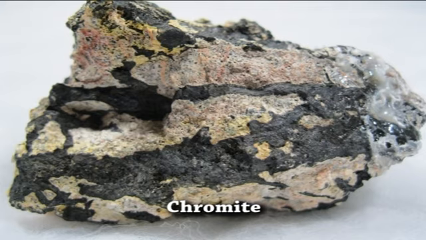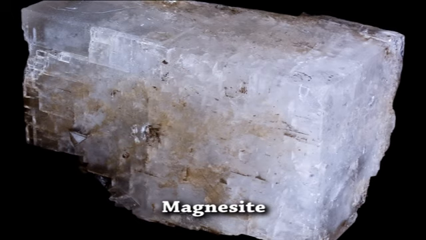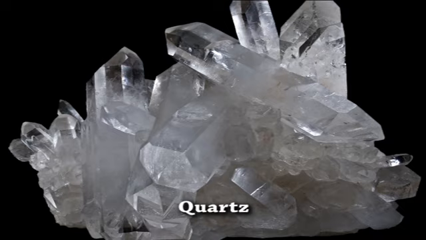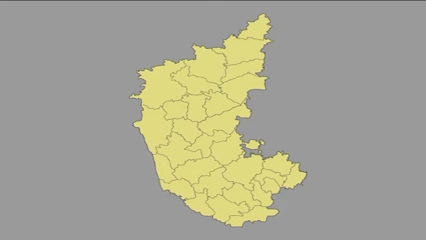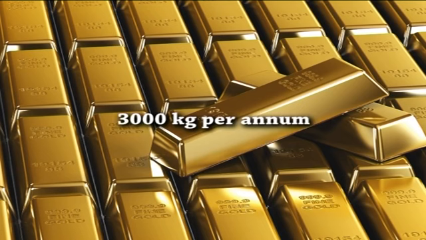Karnataka is rich in its mineral wealth, which is distributed fairly evenly across the state. Rich deposits of asbestos, bauxite, chromite, dolomite, gold, iron ore, kaolin, limestone, magnesite, manganese, ochre, quartz and silica sand are found in the state. Karnataka is also a major producer of felsite. Karnataka has two major centers of gold mining in the state at Kolar and Raichur. These mines produce about 3000 kg of gold per annum, which accounts for almost 84% of the country's production.